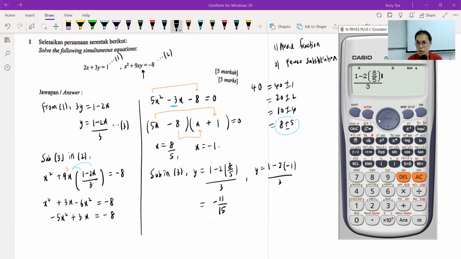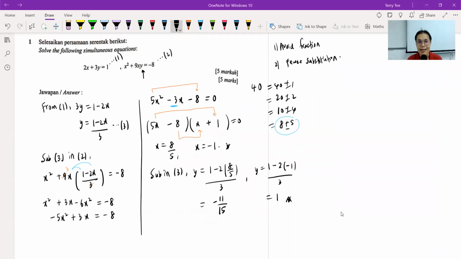Second answer, just change this x to negative 1. So second one is quite easy, you can do mentally. 1 minus minus becomes a plus 2. 1 plus 2 is 3. 3 divided by 3 is just 1. But let me just show you here using a calculator. Answer y is 1. So notice 2 answers for x and 2 answers for y.